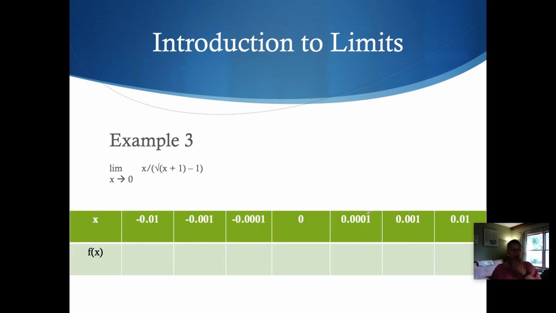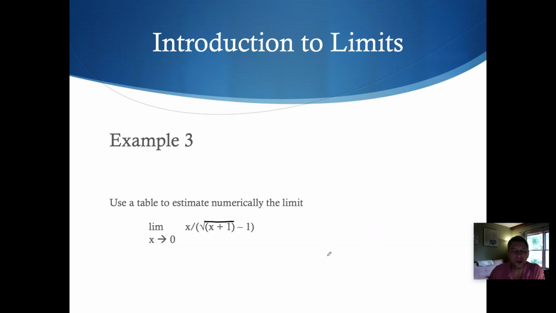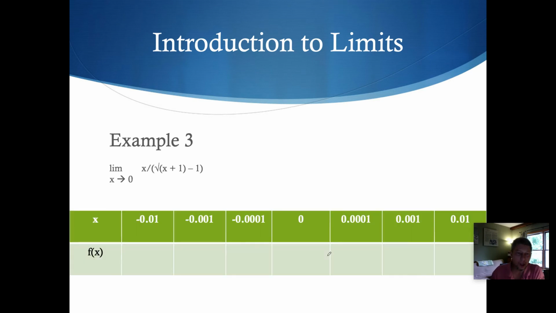All right, so how do we do this? Well, let's try to cheat and go right to the middle, because that'll give me the answer right off the bat, right? So if I plug in a 0 here, 0 plus 1 is 1. The square root of 1 is 1. 1 minus 1 is 0. 0 over 0 is undefined.